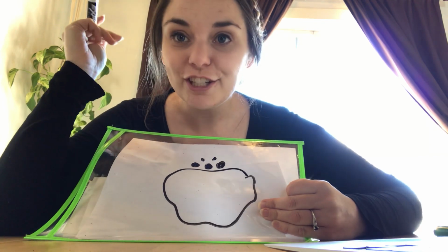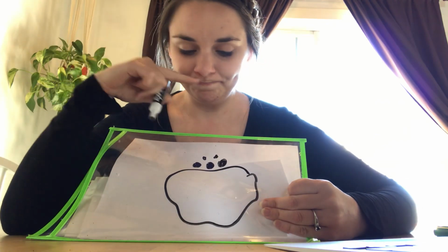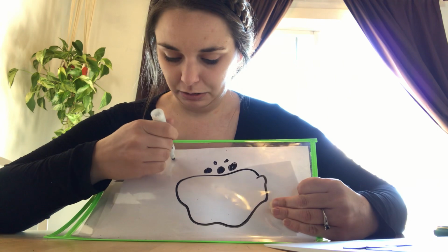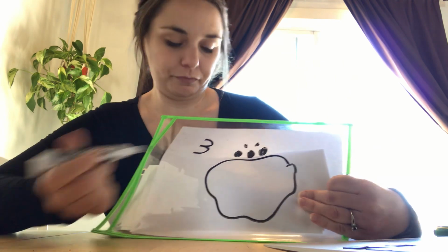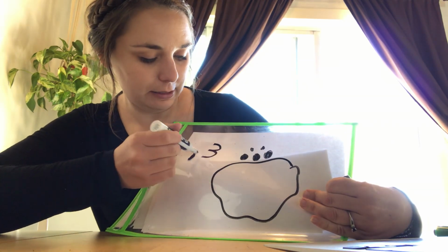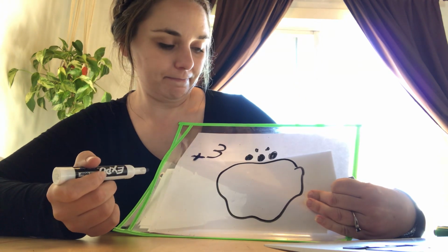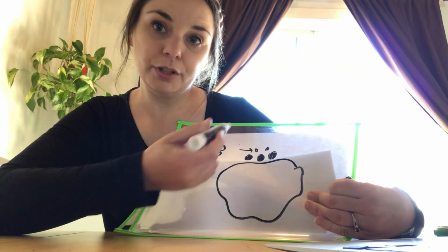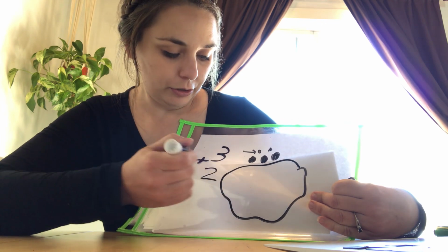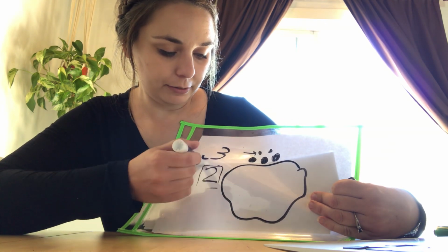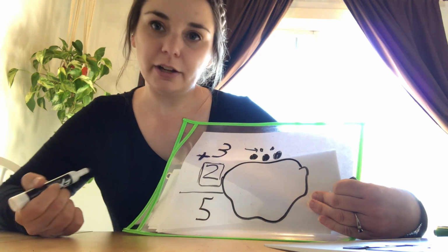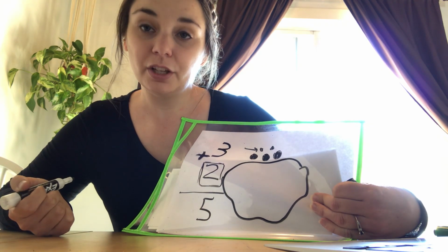We could write this equation in different ways. We could do, there are 3 big frogs plus, how many are little? 2. 2 little frogs, or toads, is equal to 5 altogether. We could write it that way.